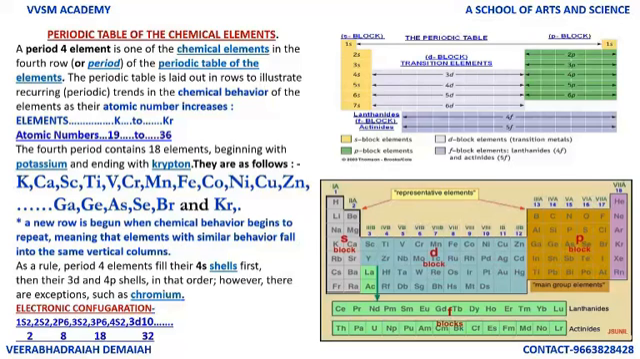The periodic table is thus based on the modern periodic law, which states that the physical and chemical properties of elements are periodic functions of the atomic number. So atomic number is very important, as the properties are periodic functions of the atomic number of each and every element, which are accommodated in s, p, d, f blocks.